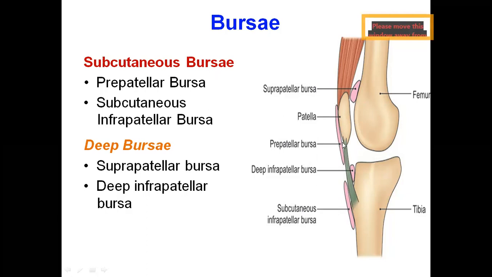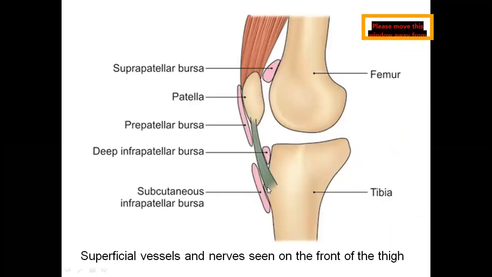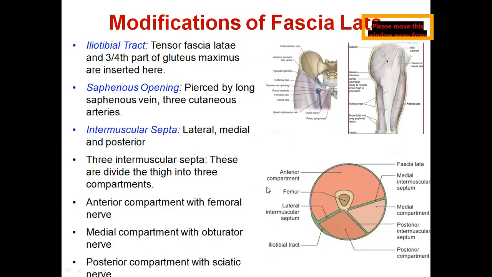The deep bursae are a little deeper. Above the patella we have the suprapatellar bursa, and below you have the deep infrapatellar bursa. Then, as I told you, fascia lata, the deep fascia of the thigh, has many modifications which are equally important. Fascia lata itself can come as a 5 marks question, very important.